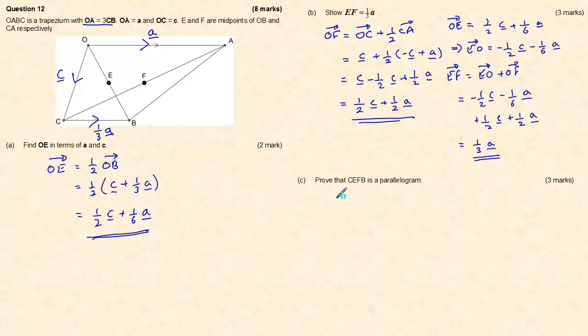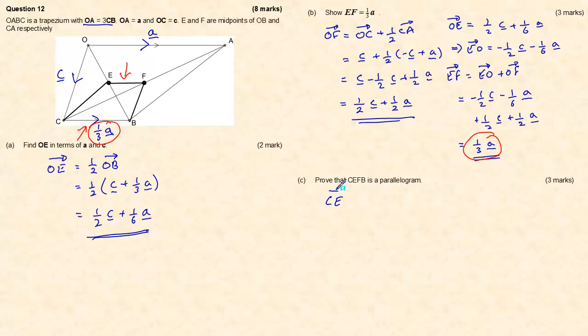We now want to prove that CEFB is a parallelogram. So that's CEFB. We want to show that's a parallelogram. Now we already know that EF and CB are parallel and the same length. So we just need to do something with CE and BF.